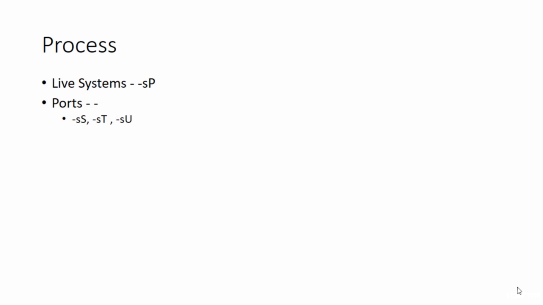The difference is the S scan, stealth scan, SYN scan, or half-open scan, whatever you want to call it, is actually not going to complete the 3-way handshake. The T scan will complete the 3-way handshake, and as such, it'll be logged by the target. And the U is for UDP.